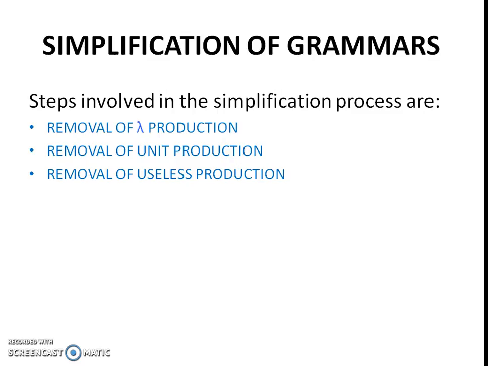So, whenever I need to simplify a grammar or a context-free grammar, I need to follow these 3 steps, that is removal of lambda production, removal of unit production, removal of useless production. Now, in order to carry out these 3 steps, I should know what is a lambda production, what is a unit production, what is a useless production. So, let's briefly analyze and study how I can remove individually these 3 productions.